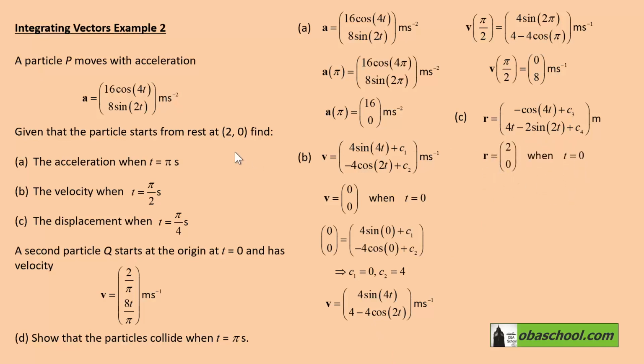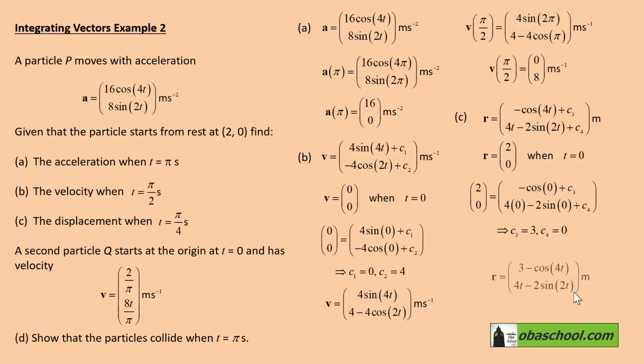We know that r is (2, 0) when t is 0. So (2, 0) is going to be equal to (negative cos 0 plus c3, 4 times 0 take away 2 sin 0 plus c4). And of course, sine of 0 we know is 0. So that gives me that c3 is 3, because what we've got here is negative 1. So negative 1 plus c3 equals 2. So we need c3 to be 3. And c4, of course, is 0. And so r is going to be equal to this.